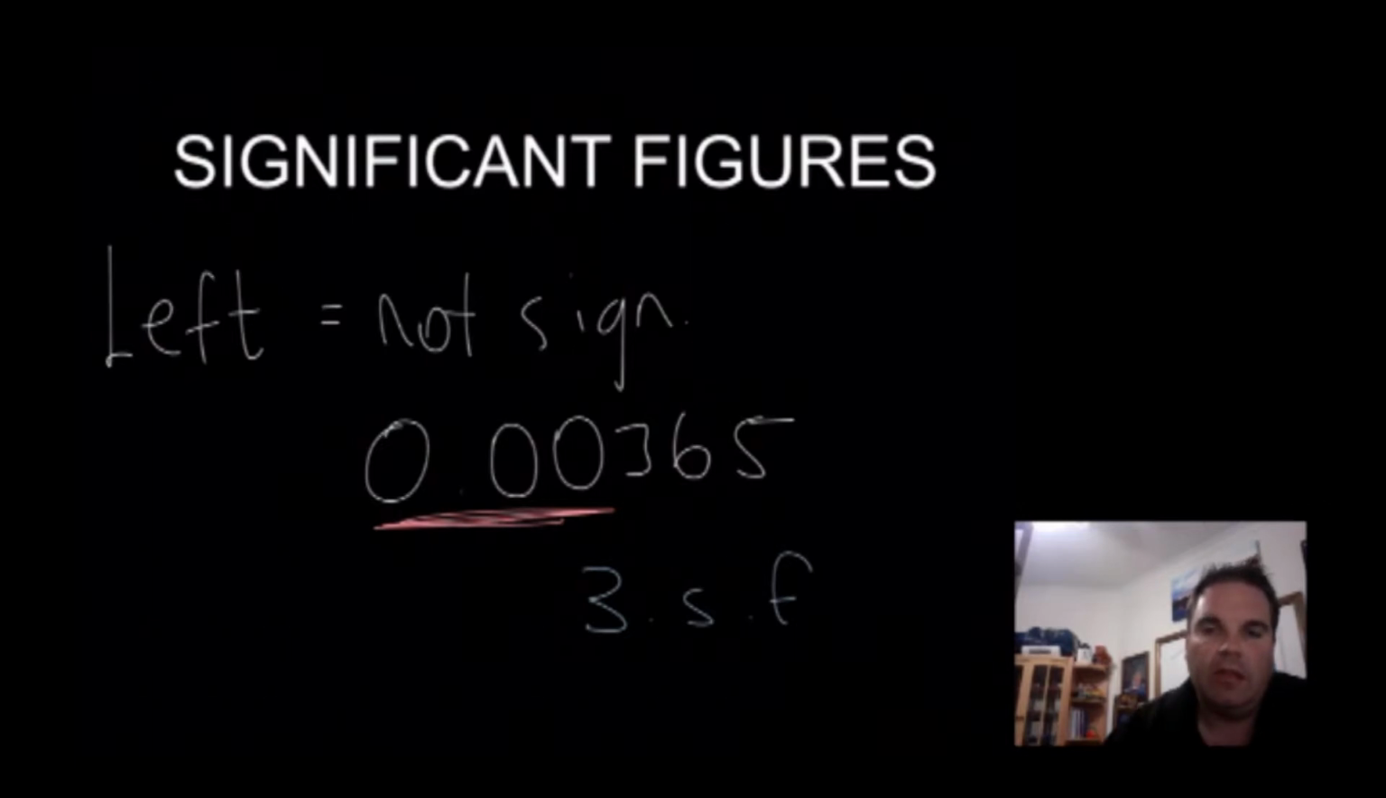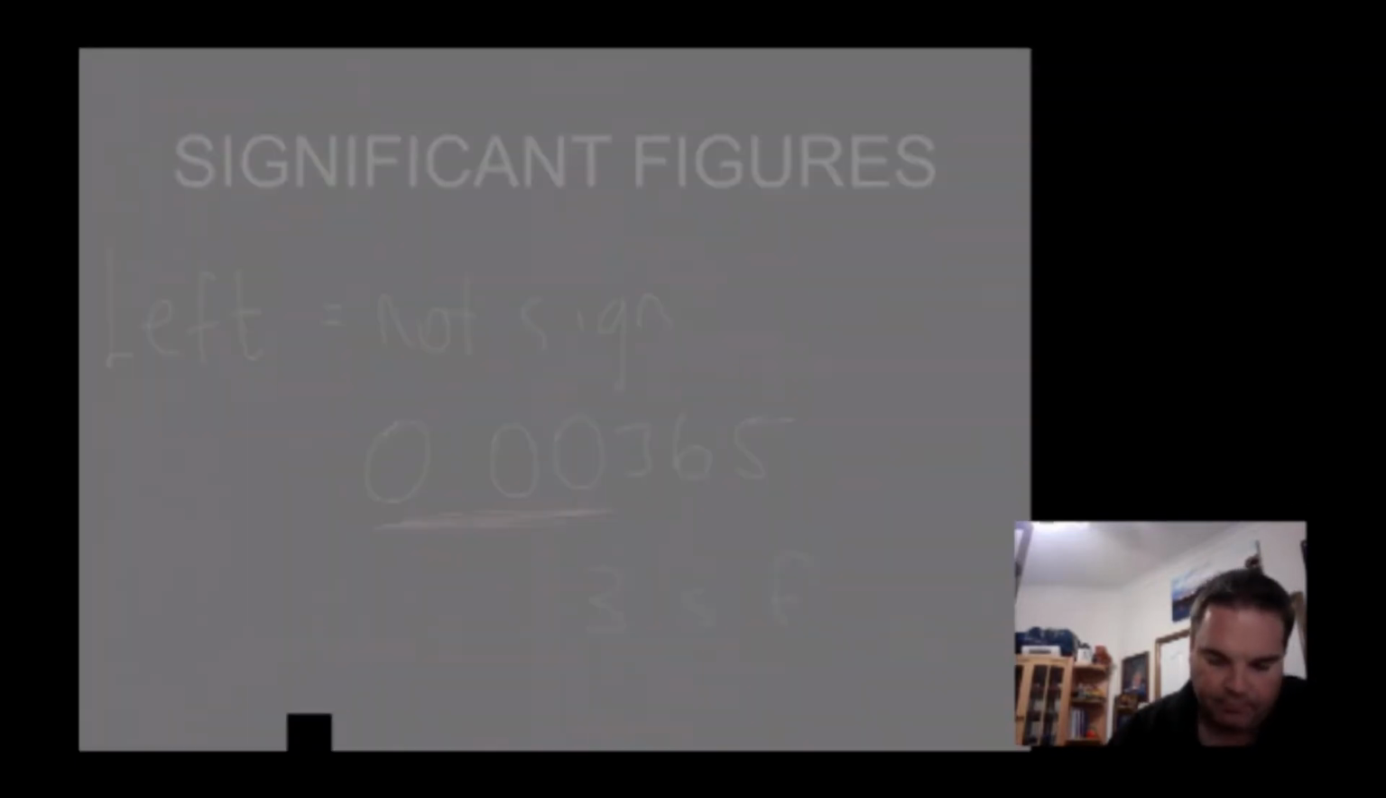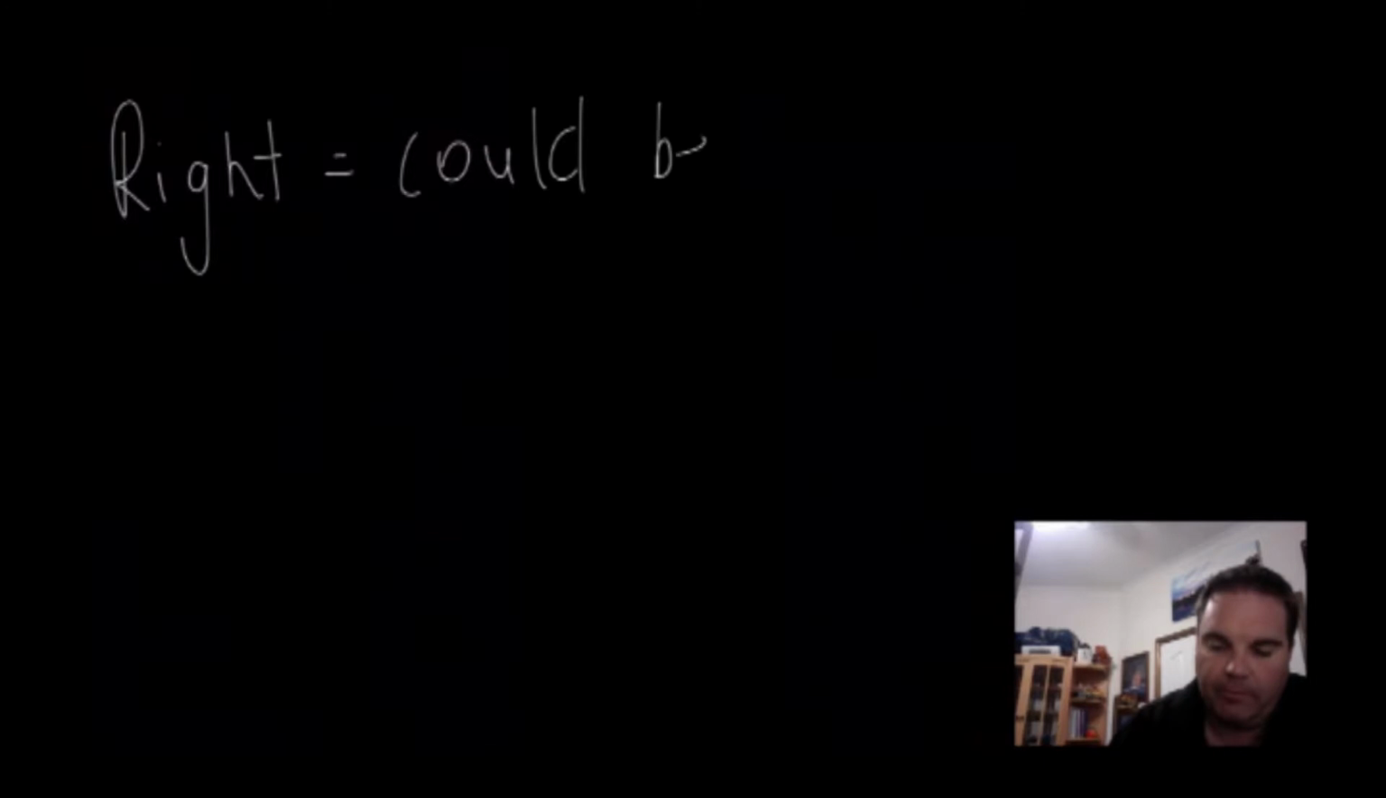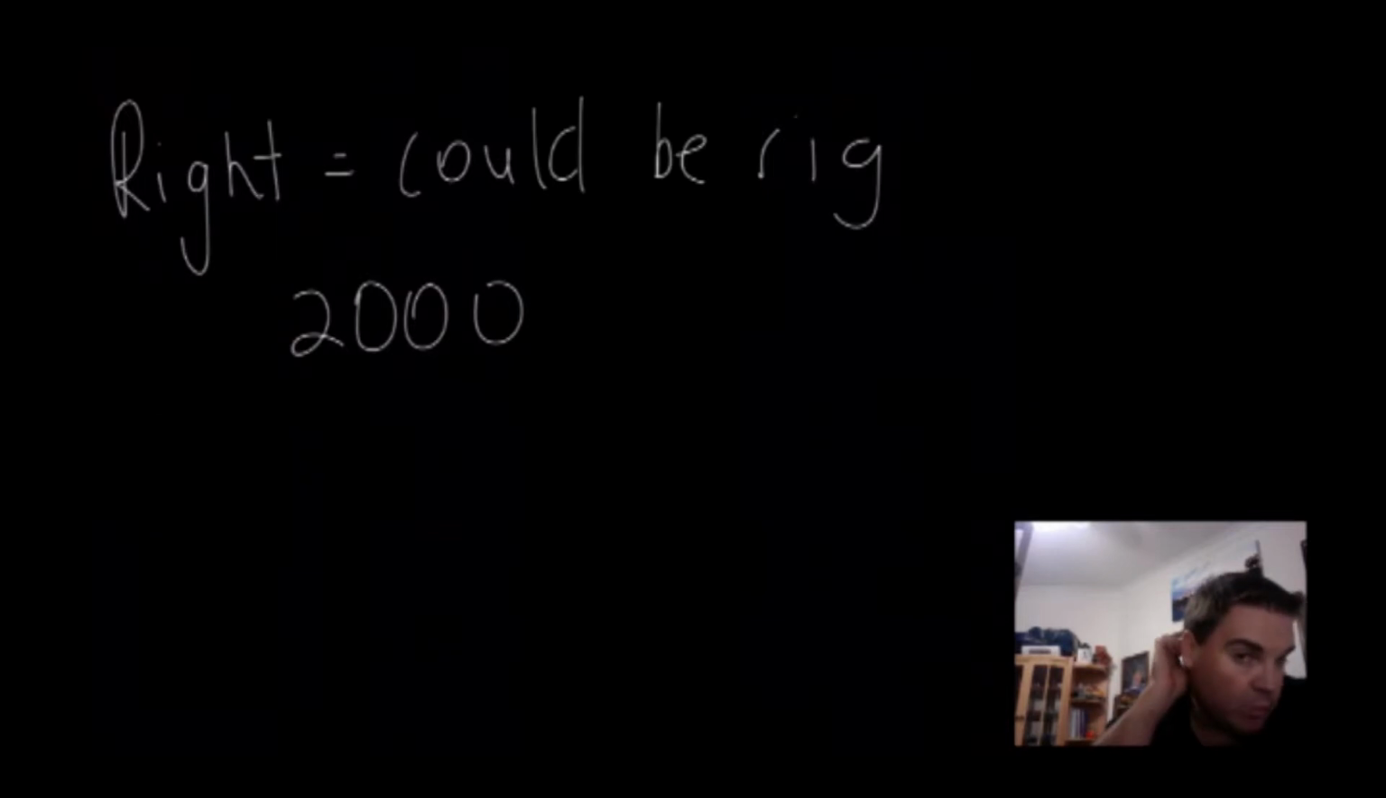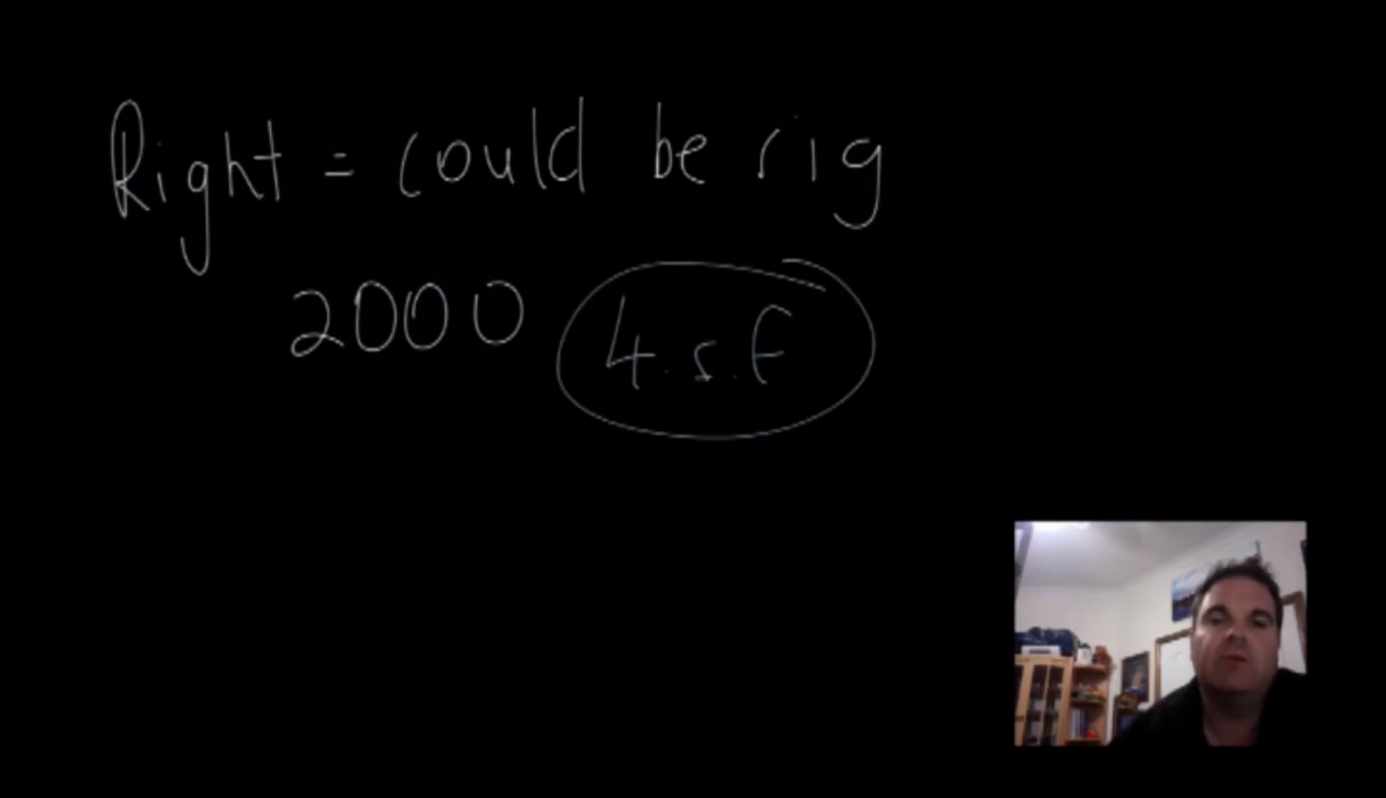If we were to look at something like this though, where we've got zeros on the right, they could be significant. We don't know. An example of that is something like 2000. This could be 1 significant figure, it could be 2, it could be 3, it could be 4. We don't know. So generally what we tend to do is err on the side of the larger one, so we would say that this possibly is going to be 4 significant figures. We don't really know though, so that one's a little bit more ambiguous.